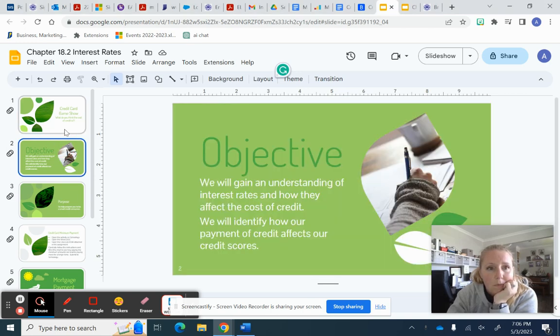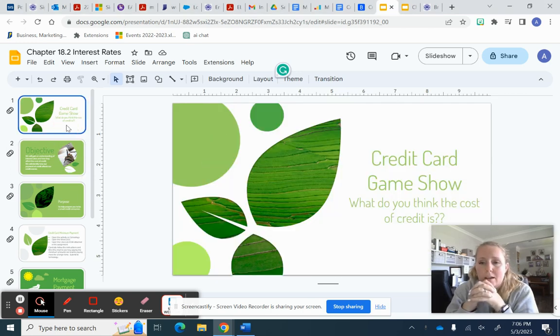Guys, want to take a look at the cost of using credit. Yesterday I had you fill out a credit application and look at some of the fine print. Today we are actually going to take a look at what some of that fine print looks like, and what the cost of using credit looks like.